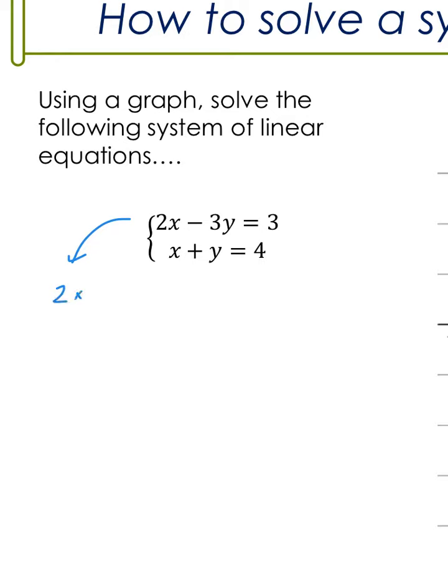So I'm going to start with the one on the top here. And I'm going to put that in slope-intercept form, which means isolate the y. So if I want to isolate the y in this equation here, first I'm going to subtract that 2x off of both sides. And then I'm going to divide everything through by -3. And that'll turn this into a positive 2/3 x.